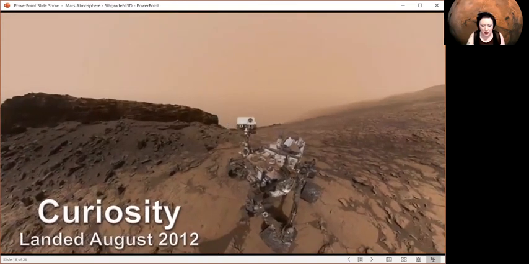And then that brings me to Curiosity. Curiosity was landed in August 2012. It's still functioning, so we're still getting images. Here you can see one of the many selfies. Curiosity really likes taking selfies of itself. And you can see here, this is a little bit fuzzy. I think there was a little bit of a sandstorm going on. And you can see the sky is again that kind of orangey, pinky, browny color.